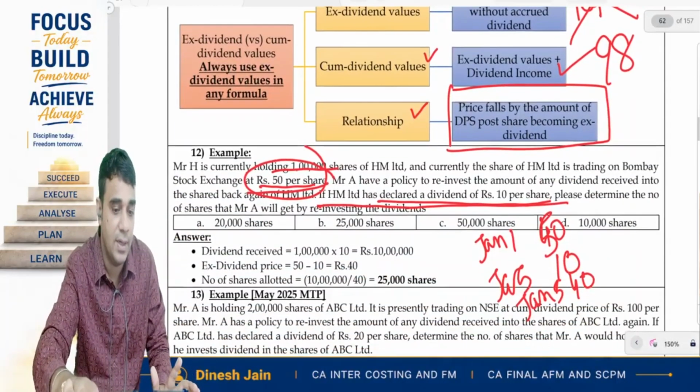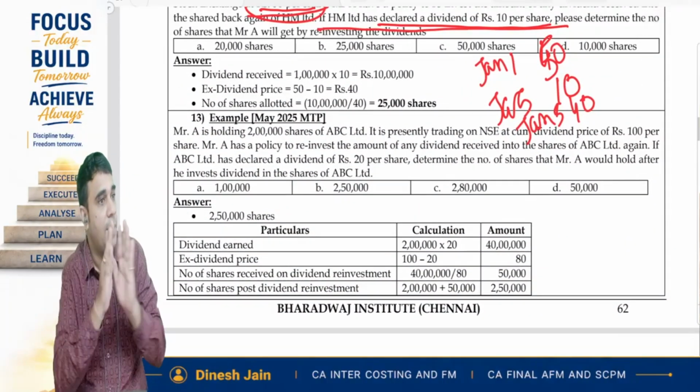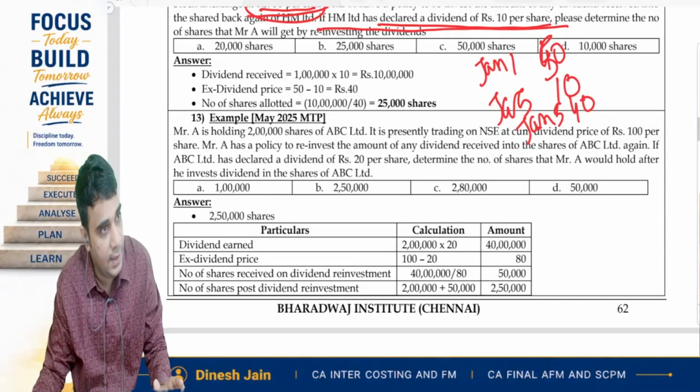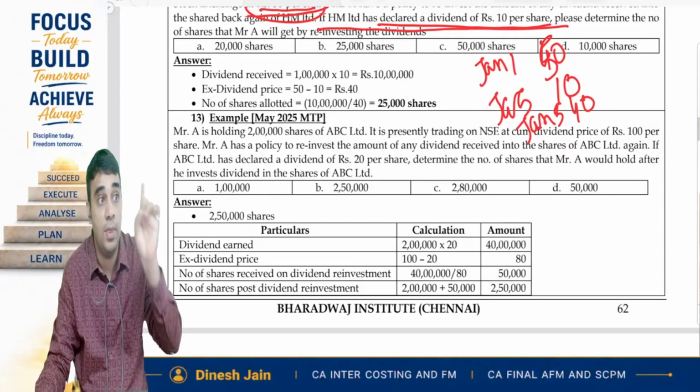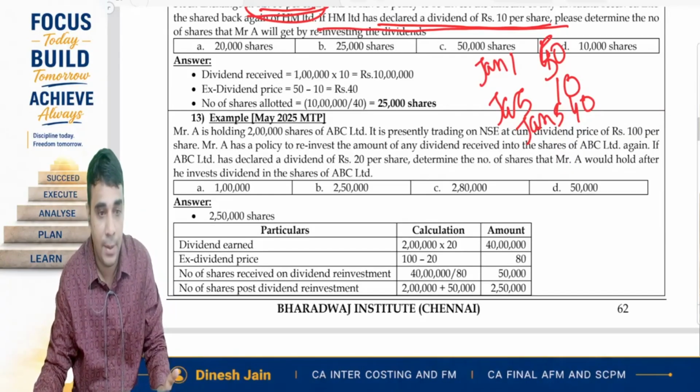Next concept we learnt is the Graham and Dodd model. He said very simple, price is equal to what? Dividend plus 1/3 of earnings, into multiplier. Not retained earnings, 1/3 of earnings into multiplier.